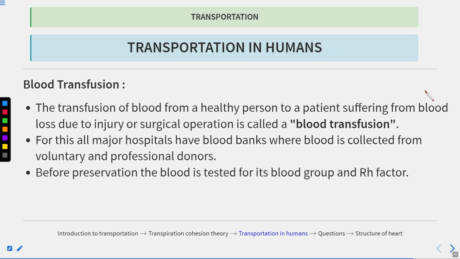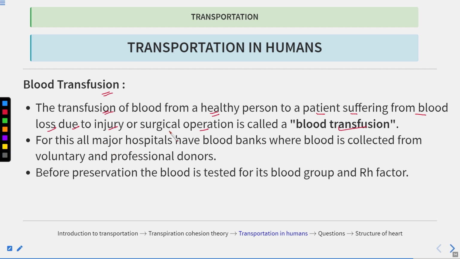Now let's talk about blood transfusion. The transfusion of blood from a healthy person to a patient suffering from blood loss due to injury or surgical operation is known as blood transfusion. Okay, blood transfusion is, you can say, the transfer of blood or the donation of blood to the patient from a healthy person. This is known as blood transfusion.